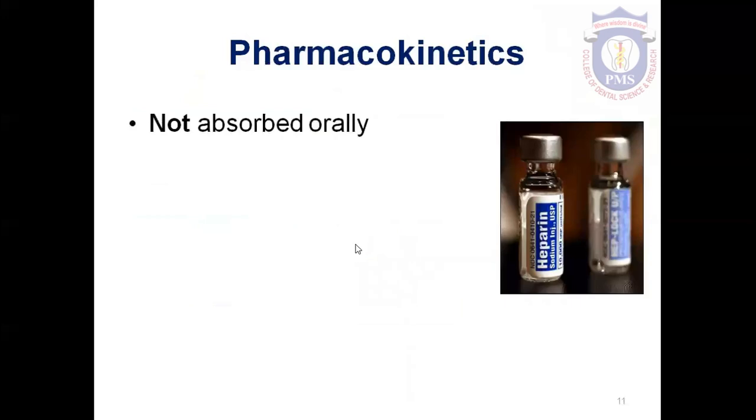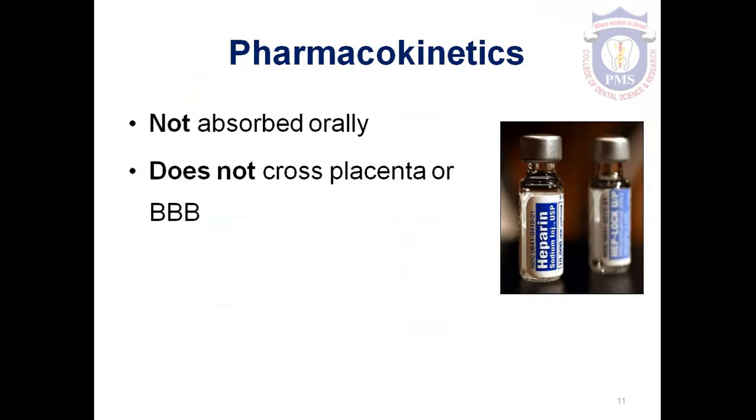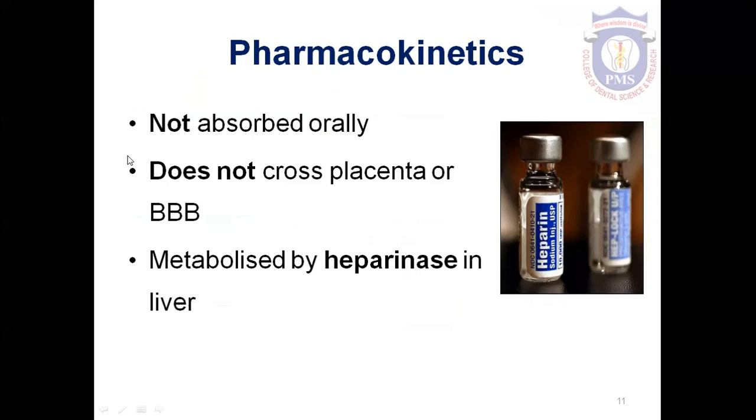Pharmacokinetics: we know that heparin is a strongly electronegative charged molecule. So it is highly ionized and therefore is not absorbed orally. So we have only parenteral forms of heparin. It does not cross the placenta or the blood-brain barrier. As it is not crossing the placenta, it is the anticoagulant of choice during pregnancy. It is metabolized by the heparinase enzyme present in the liver and is excreted in urine.